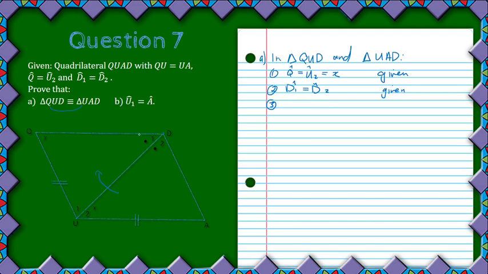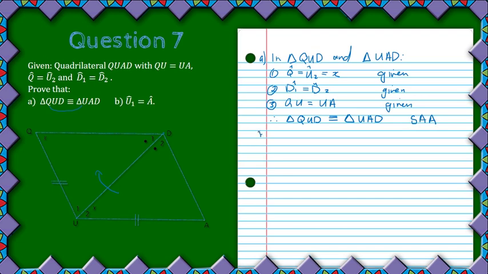If you have trouble seeing that, you can maybe sketch that for yourself. Alright, so that means that QU is equal to UA, that was given, and therefore triangle QUD is congruent to triangle UAD. And we have two angles and a side, so our reason is side, angle, angle.